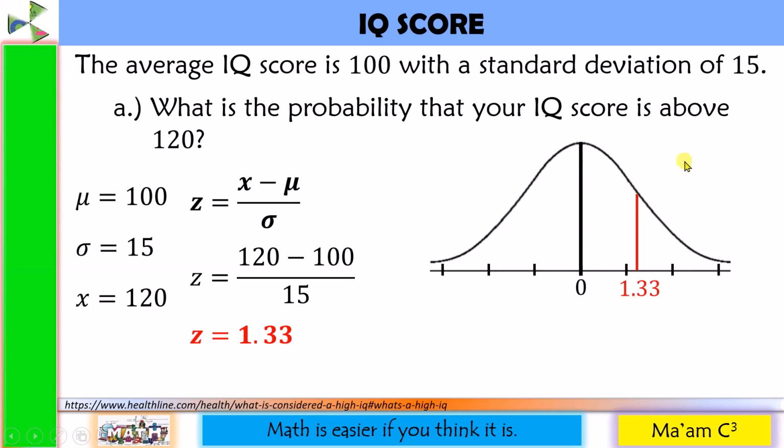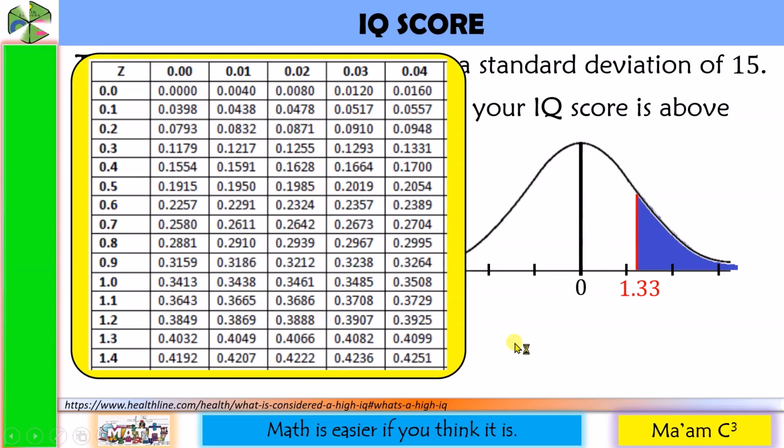Let us analyze. We're looking for above 120. So this means above 1.33. Here is 1.33. Above means going to the right. So we are looking for this area. Now, let us recall our Z table. Let us look for the first 2 digits in this column, that is 1.3.